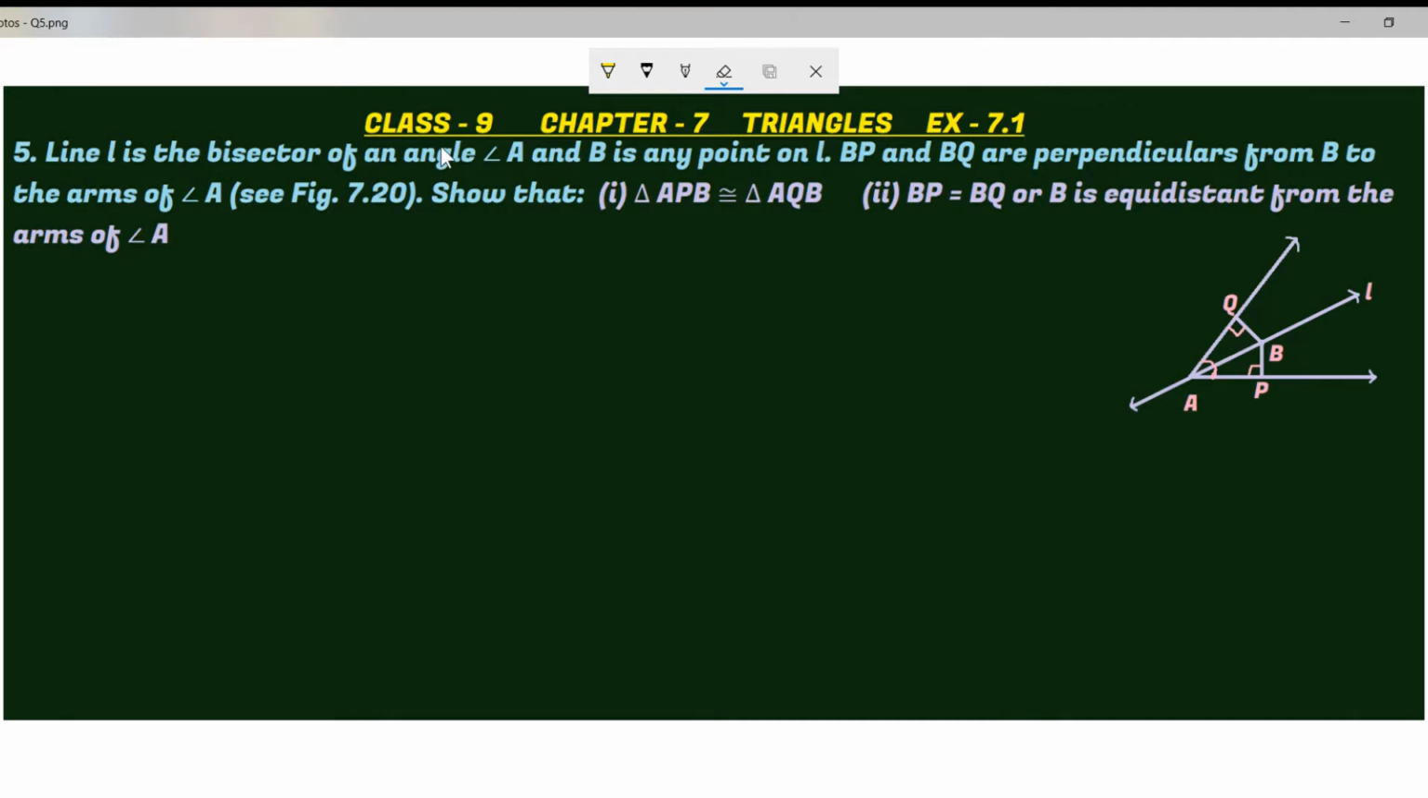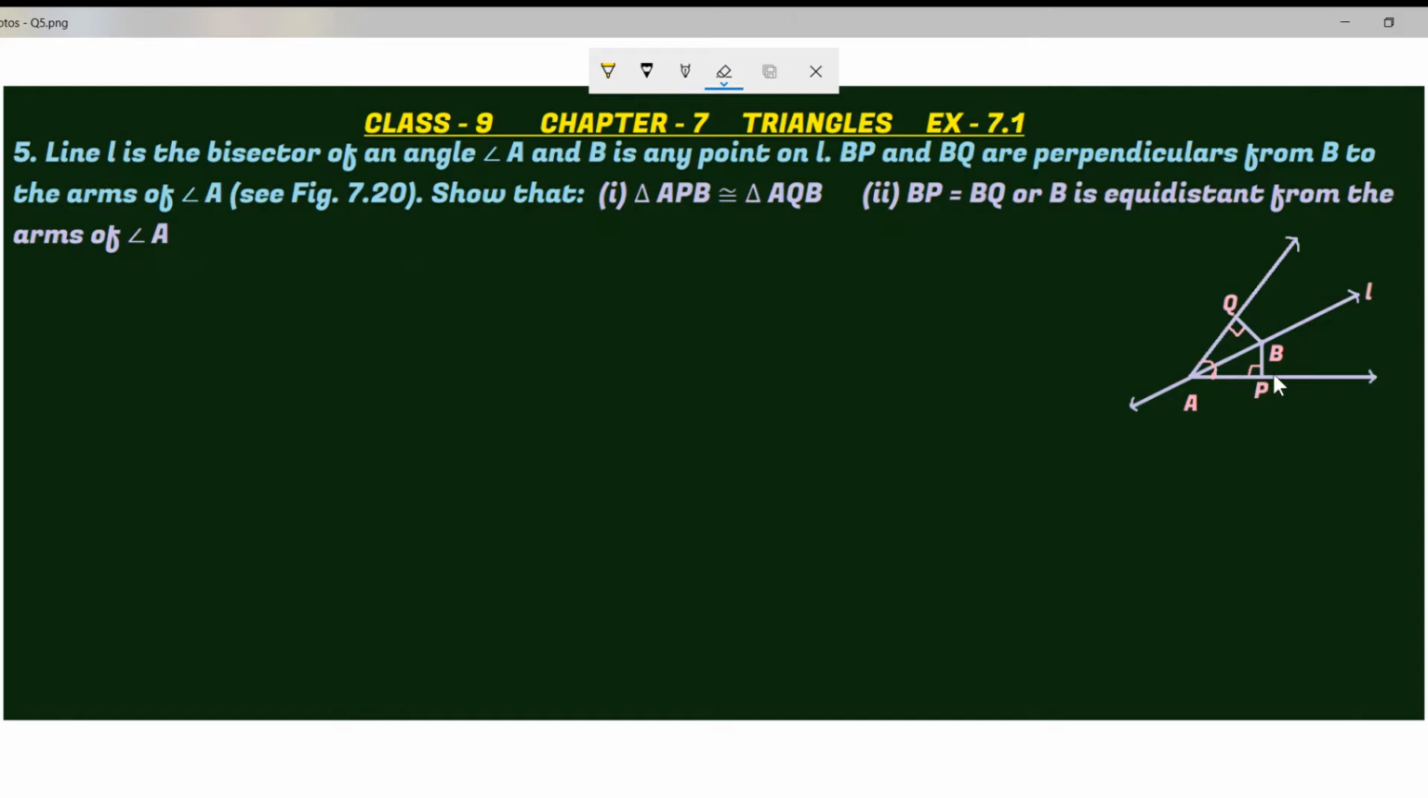Today I am going to teach you Class 9, Chapter 7, Triangles, Exercise 7.1, Question number 5. The question is: line L is the bisector of an angle A and B is any point on L. BP and BQ are perpendicular from B to the arms of angle A. We have to prove triangle APB is congruent to triangle AQB, and side BP is equal to BQ, or B is equally distant from the arms of angle A.